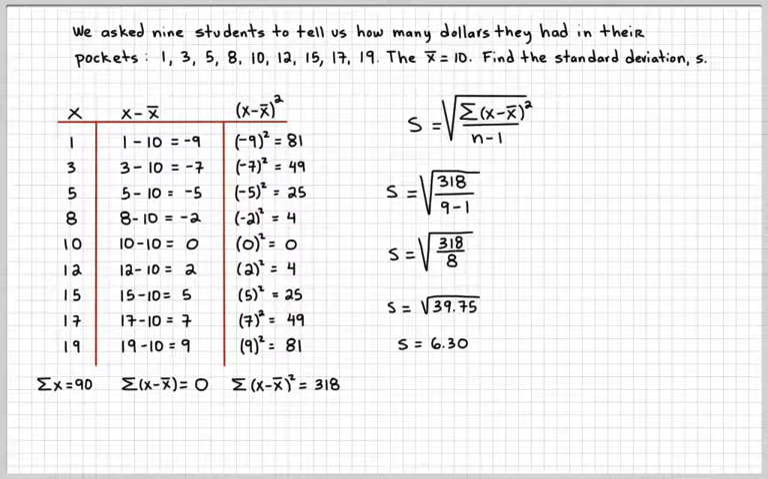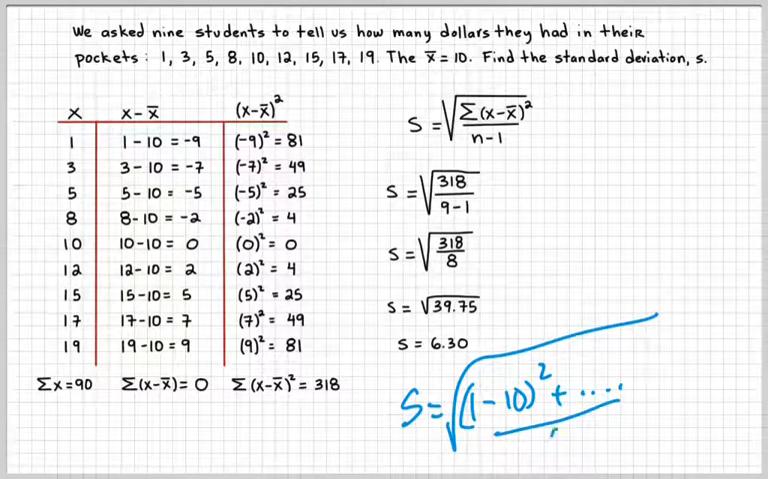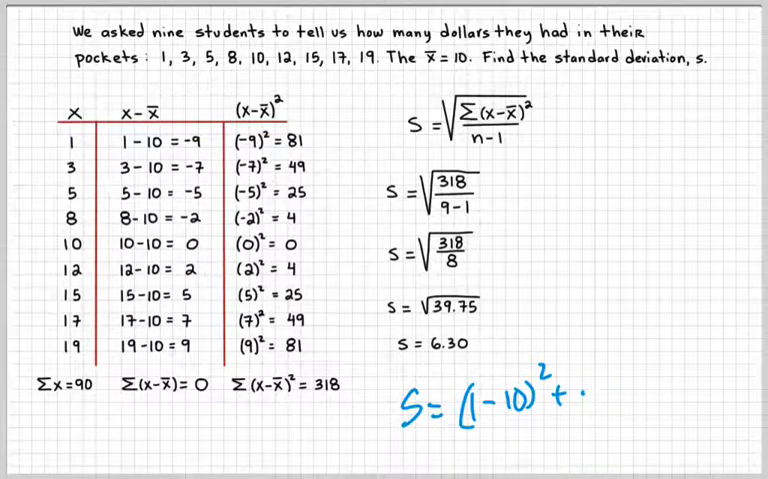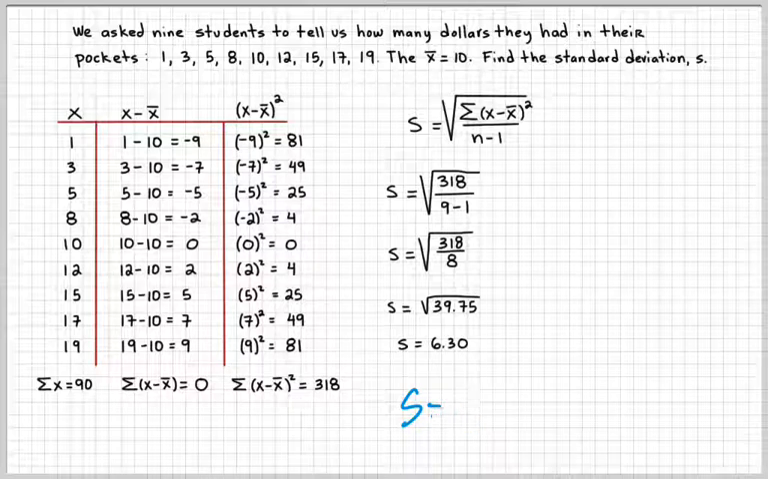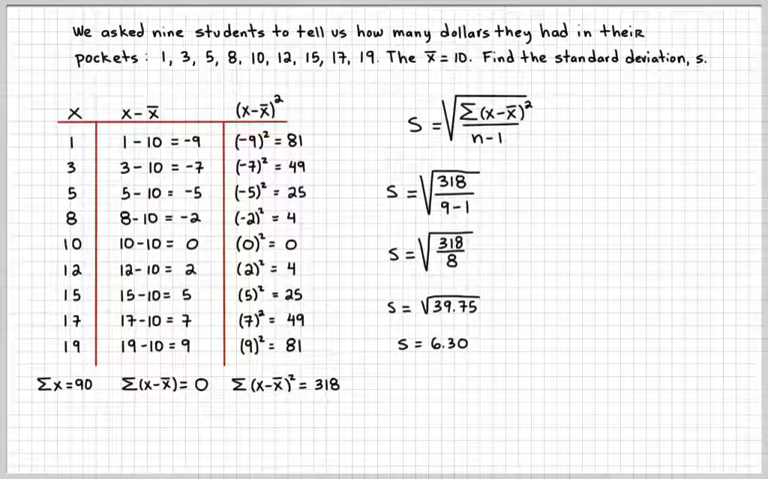Now, there are a lot of steps here. And yes, there are other ways where some teachers will tell you s is equal to the square root of, do the math, 1 minus 10 squared plus so forth, divided by 9 minus 1, and then you get the answer. It's a very long, tedious formula, which you might not get the right steps. Here, you work in columns, you do it piece by piece, step by step.